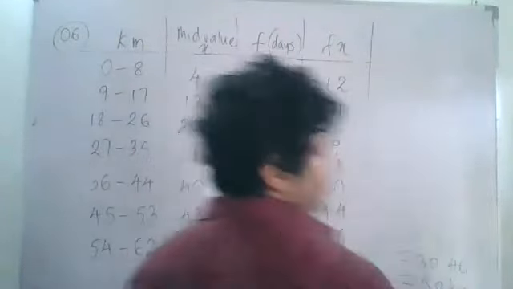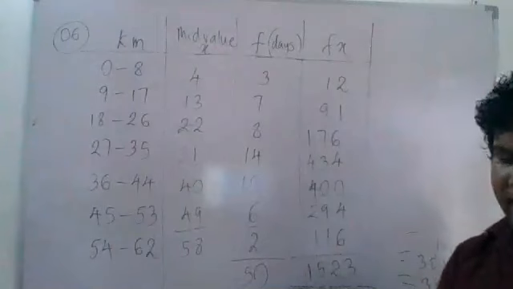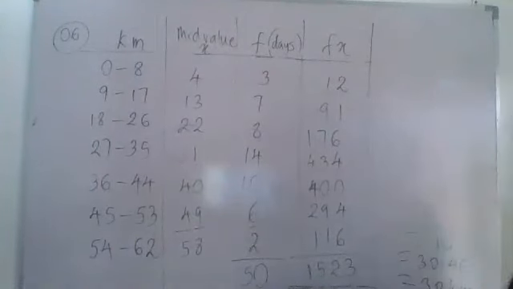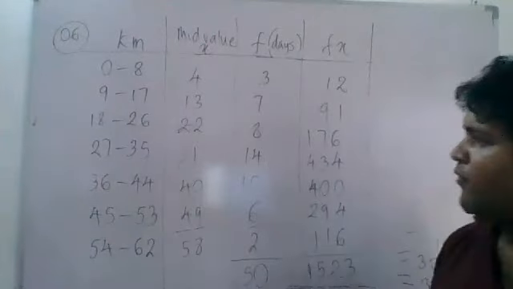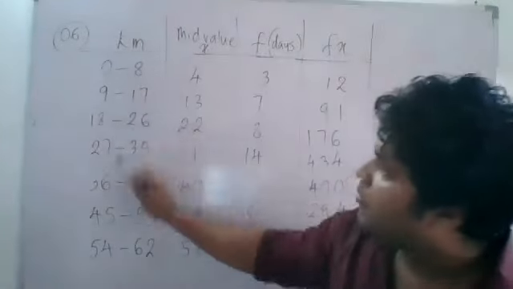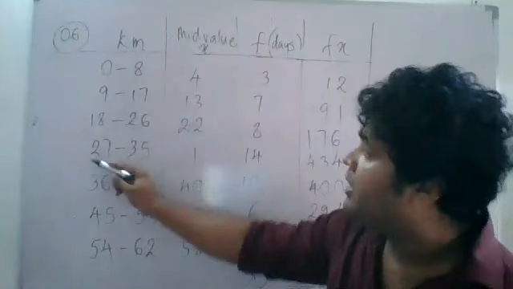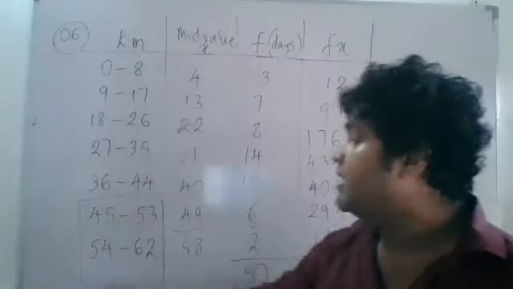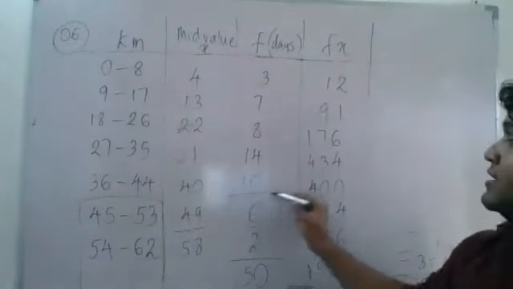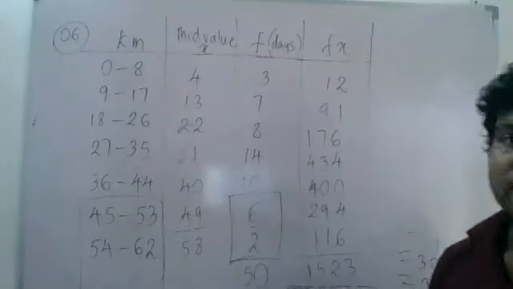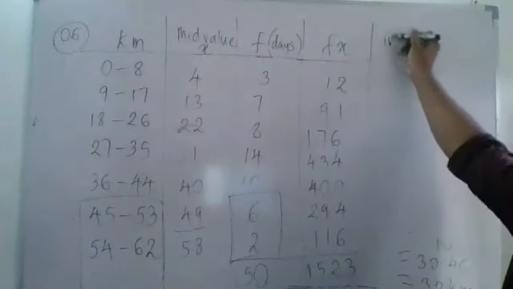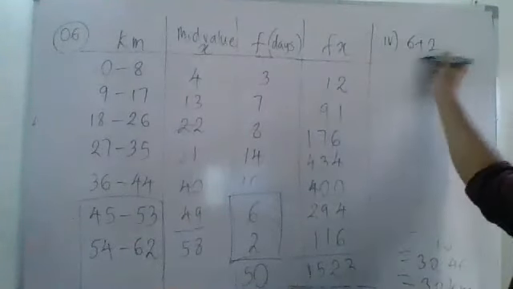Question number 4 asks, how many days did the vehicle travel more than 44 kilometers? More than 44 kilometers: between 9 to 17, and 36 to 44, but more than 44. They ask the number of days that the vehicle traveled. The days would be 6 and 2. 6 plus 2, the answer is 8.